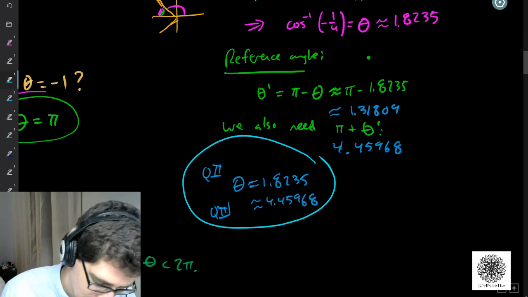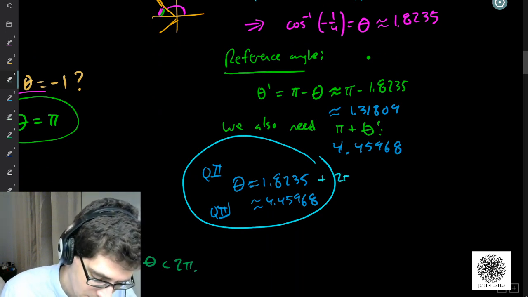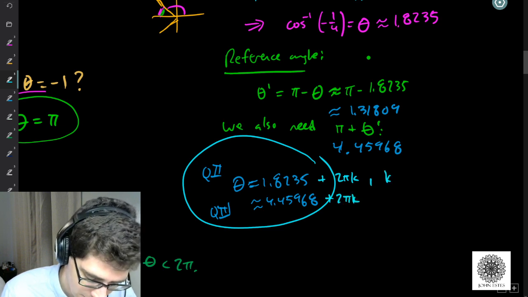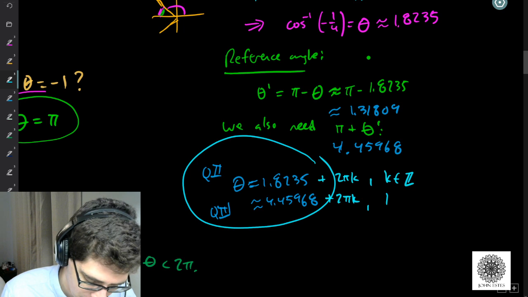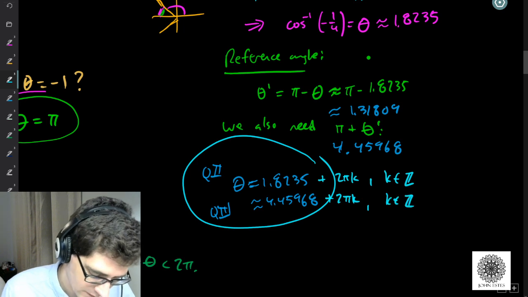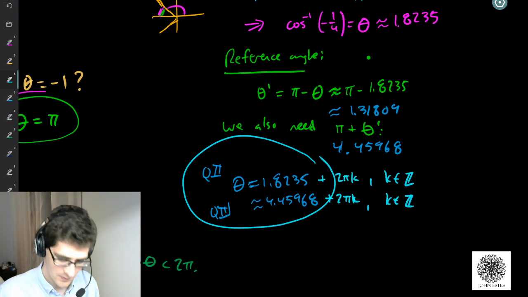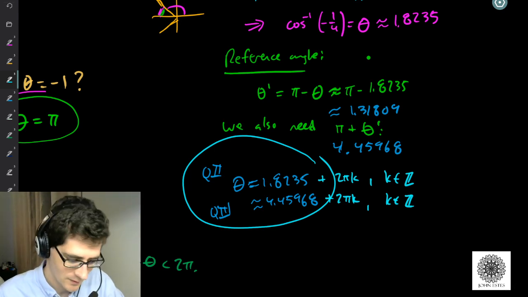Now, obviously, we'd want to put plus 2 pi k if we didn't specify that we're only talking about the first revolution, right? But if we're talking about the first revolution, it's just the two decimal values that we found. Okay, I hope that makes sense. Sorry for the glitchiness earlier.